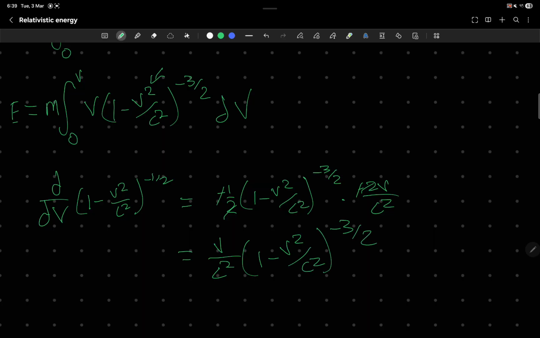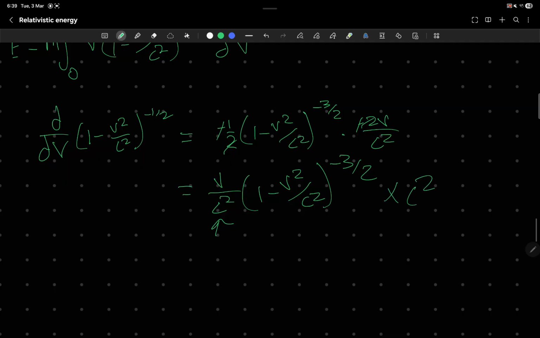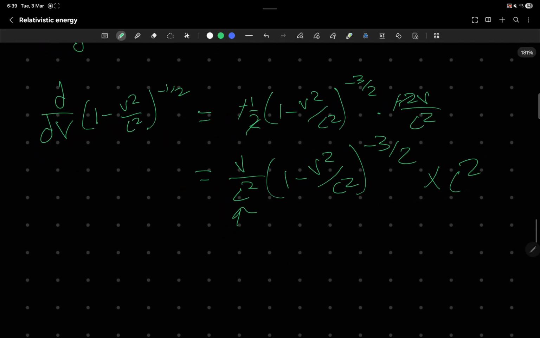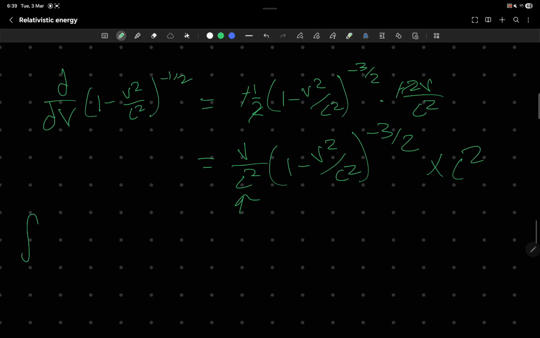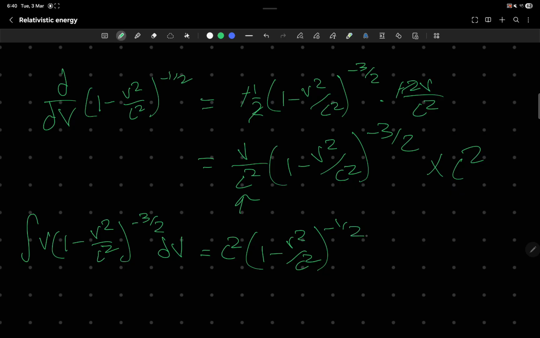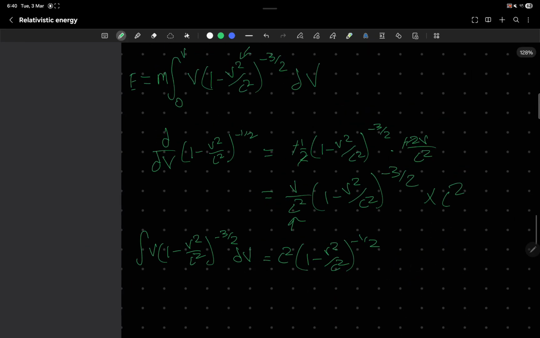Okay, so the only thing is we have an unnecessary factor of c squared that's preventing it from matching with the v. Therefore, we just multiply by c squared. So that means that the integral of v bracket 1 minus v squared upon c squared to the minus 3 halves dv is equal to c squared times 1 minus v squared upon c squared to the minus a half, and plus c if you really want to go that far. But just for the sake, yeah, whatever.